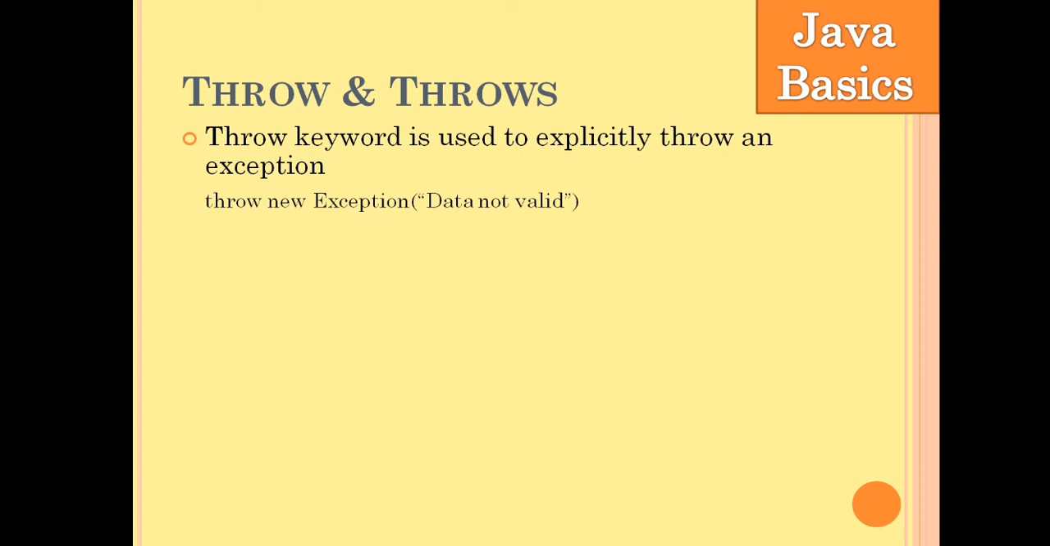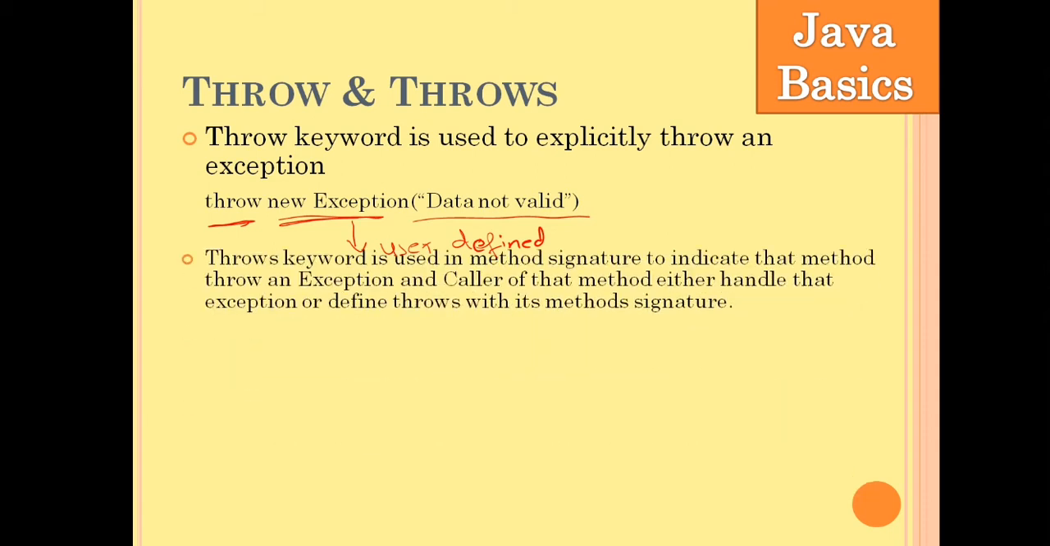So with the throw keyword, we explicitly define the throw. Throw is a keyword: throw new Exception and then the message. This exception can be a user defined exception, or it can be any JVM exception as well. Now the throws keyword. The throw is where we explicitly throw an exception. The throws keyword, which is a little different, is used in a method signature to indicate that the method throws an exception, and the caller of that method must either handle that exception or define throws again, so that any other method which calls that method will handle that exception.